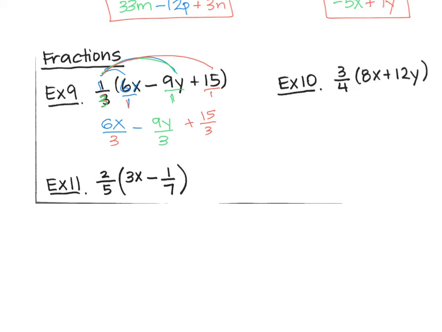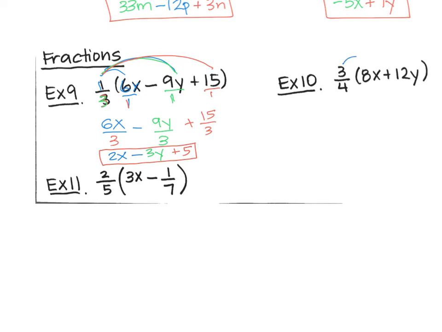Now, if I look at the first fraction, 6x divided by 3, well, 6 divided by 3 is just 2. So this is just 2x minus, if I do 9 divided by 3, I get 3. So 9y divided by 3 is 3y. And then for the last one, 15 divided by 3 is just 5. So fractions are just dividing. And if we can divide it, we can get rid of the fractions. Okay, let's go to the next one and try it again.